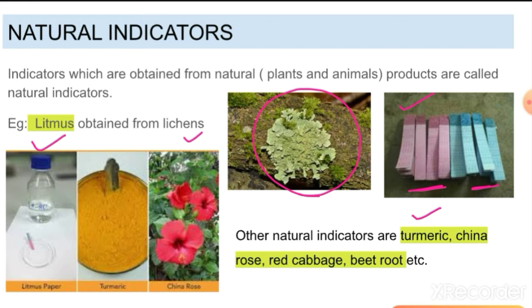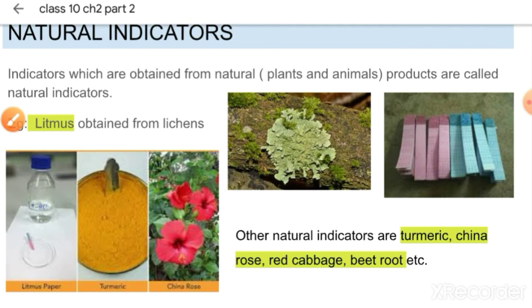Then another type we have is China rose. If you have China rose at your home or in your neighborhood, you can test with the China rose also. Then red cabbage and beetroot are also some other examples of natural indicators.